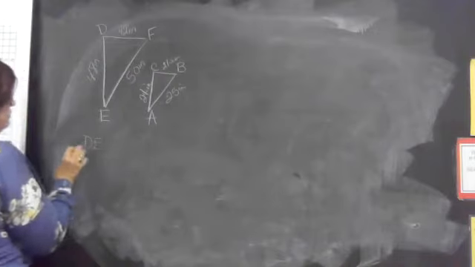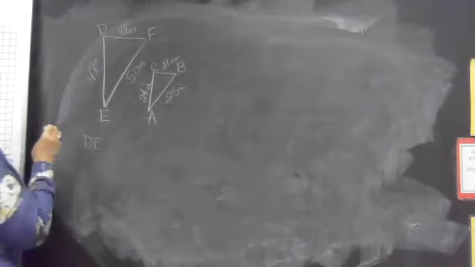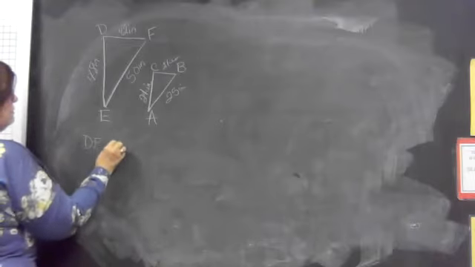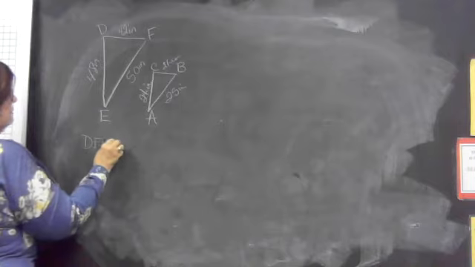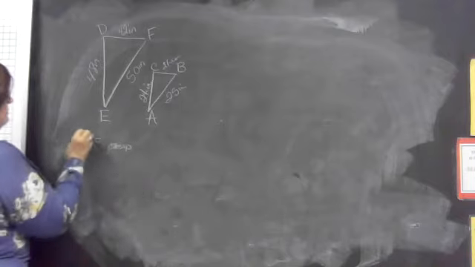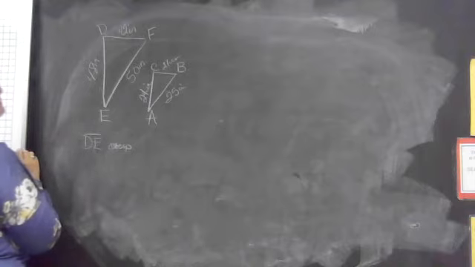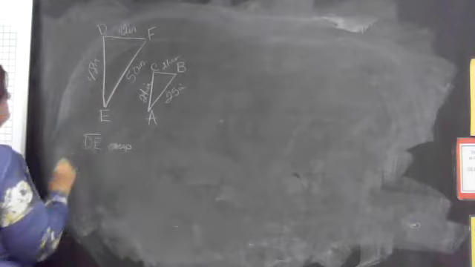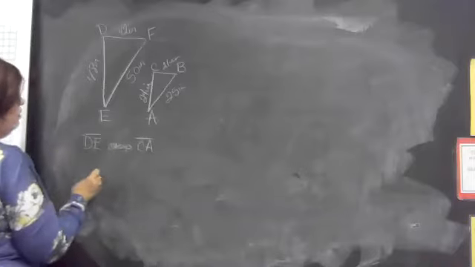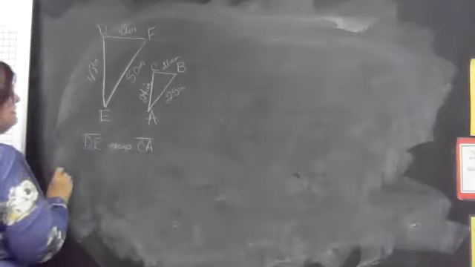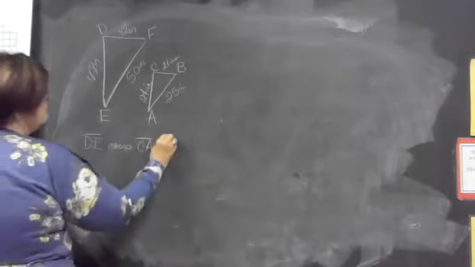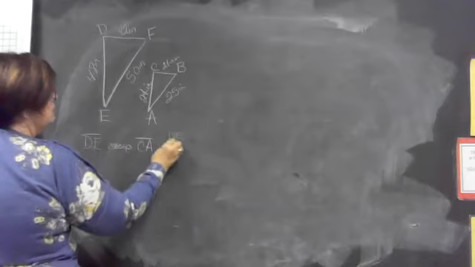You don't have to do this on this page, but I want you to go through the process. Side DE, what does it correspond with? It corresponds with what side? CA. B and A. CA, okay, with CA. That's good. So if those correspond to each other, let's make a ratio out of that. So let's do DE over CA.